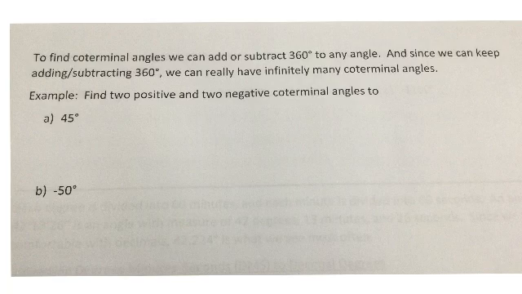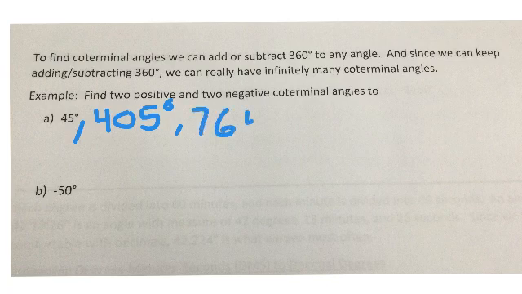Find two positive and two negative coterminal angles. So first is 45 degrees. Now we can find the coterminal angles without actually having to draw them, because we know we're just going another 360 degrees around in either direction. So if I had a 45-degree rotation, two coterminal angles would be, I could add 360 and I would get a 405-degree rotation. I could add 360 again and I would have a 765-degree rotation.